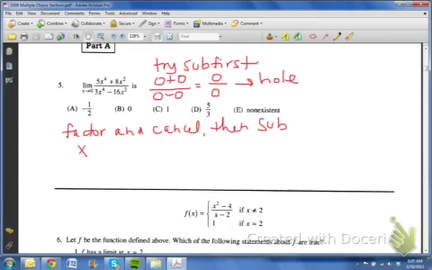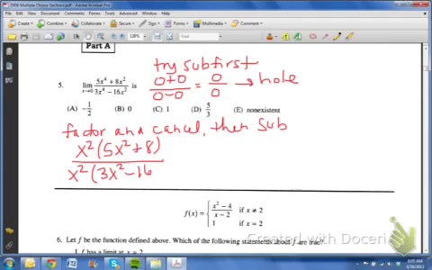So if I factor this, I get this. Those cancel. Now I can plug 0 in.